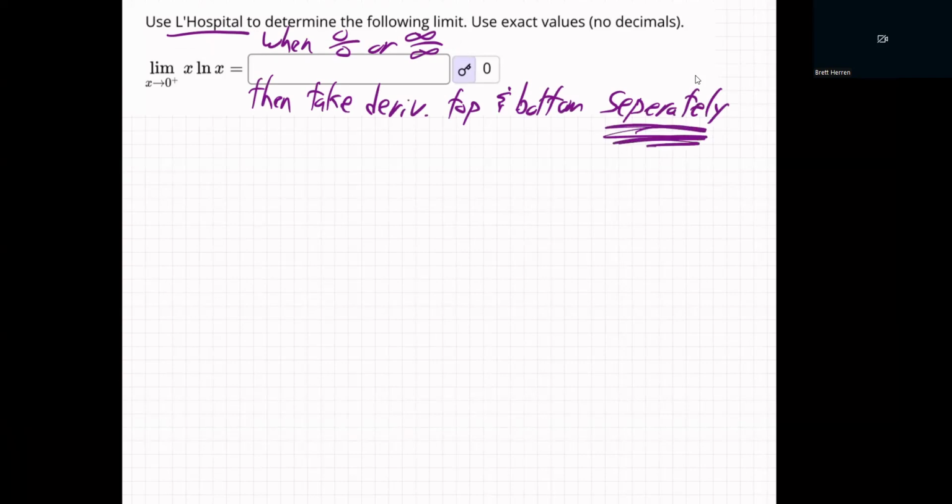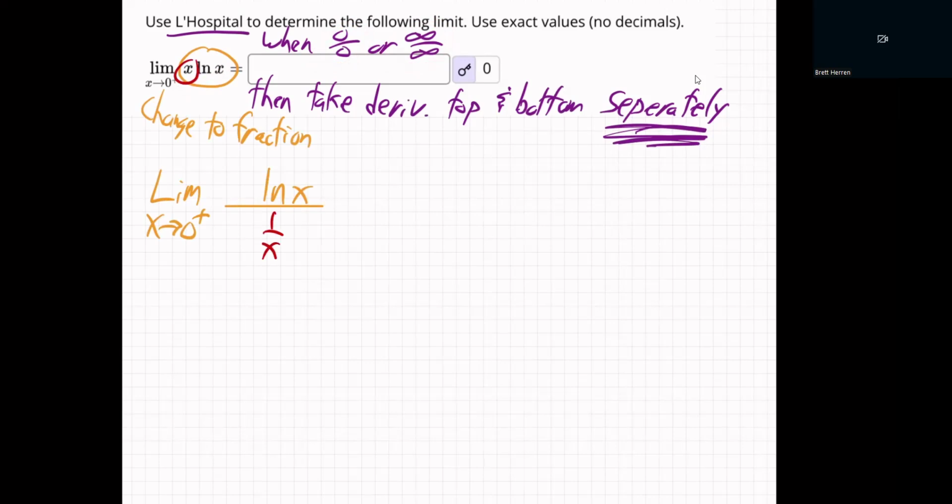Okay, so they're telling us to use L'Hopital, so we've got to have 0 over 0 or infinity over infinity, which means we've got to have a fraction, don't we? And this is not a fraction. So our first step is to take this and change it to a fraction. So how are we going to do that? Take the limit, x goes to 0 from the right. Got to make it a fraction. So I'm going to put the ln x there, and I'm going to grab this x and jump it to the bottom as 1 over x.